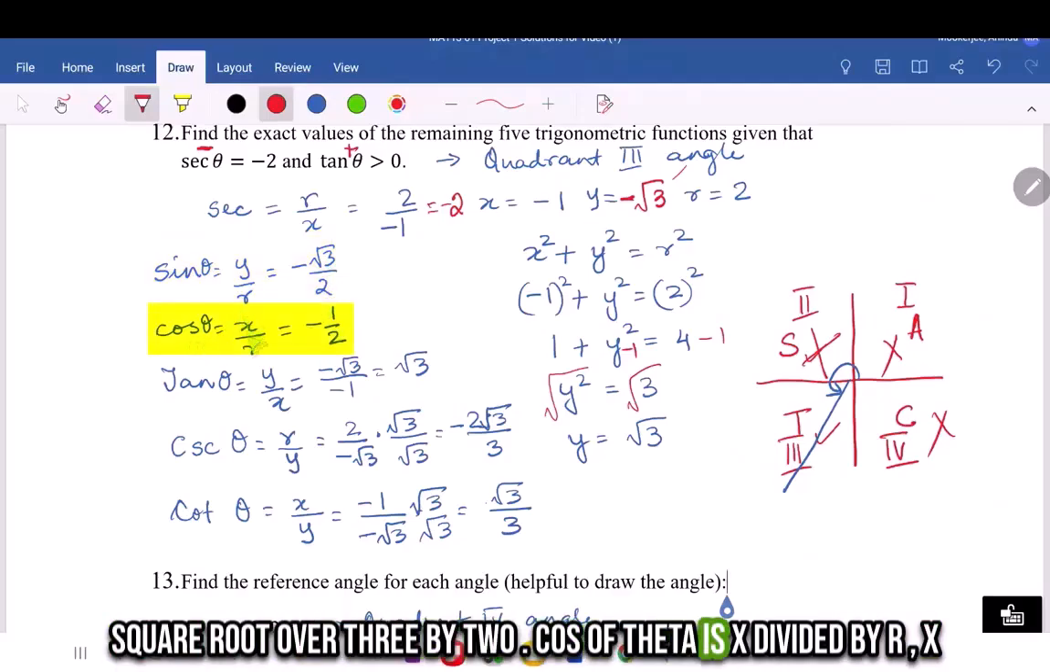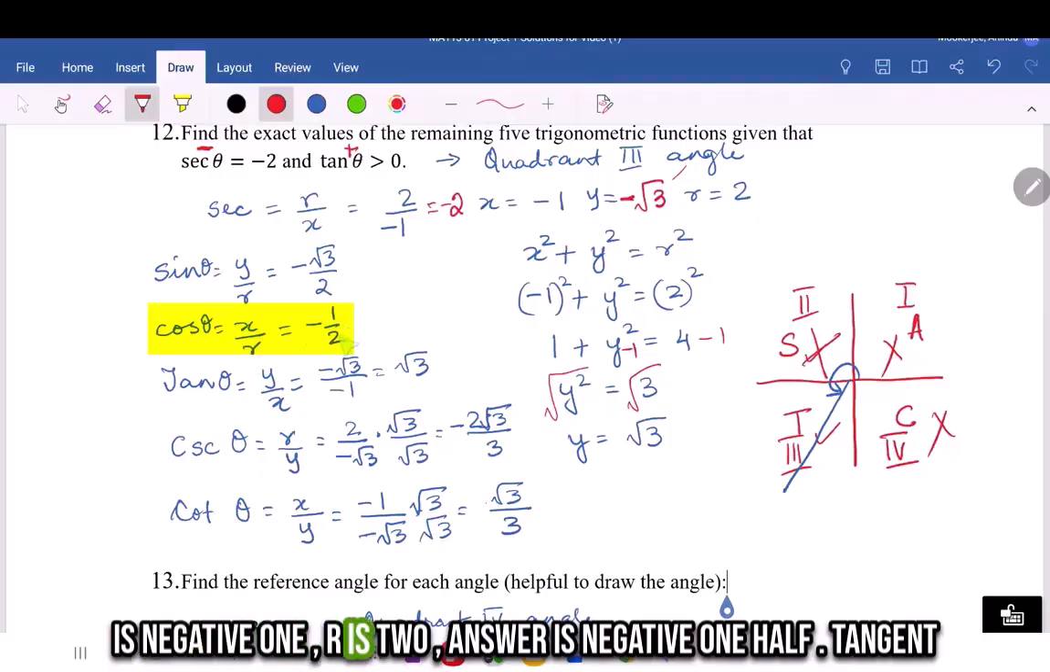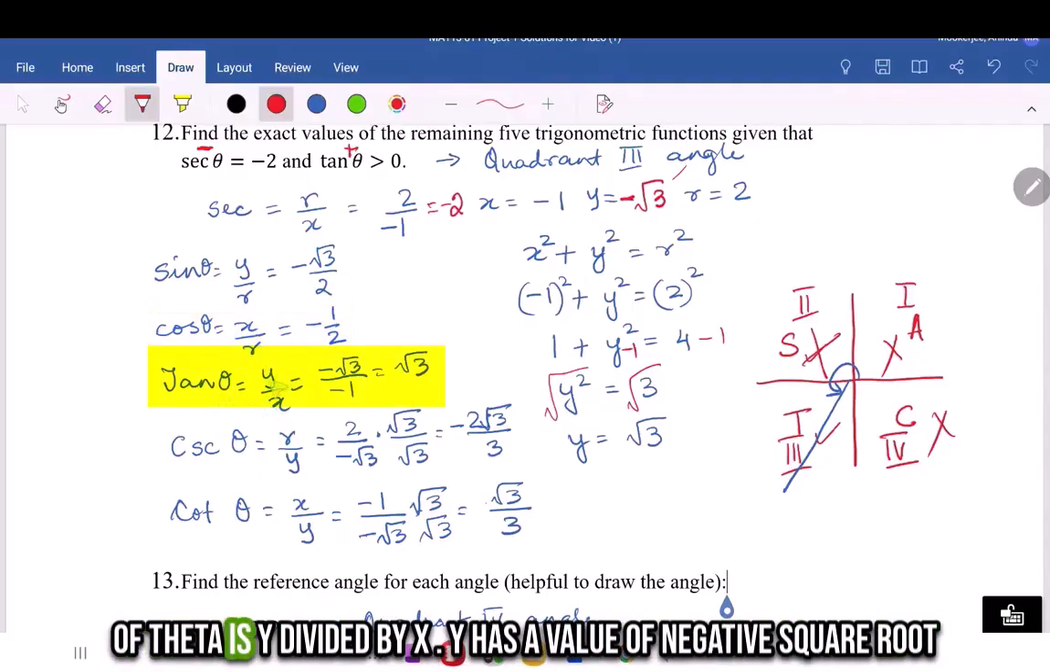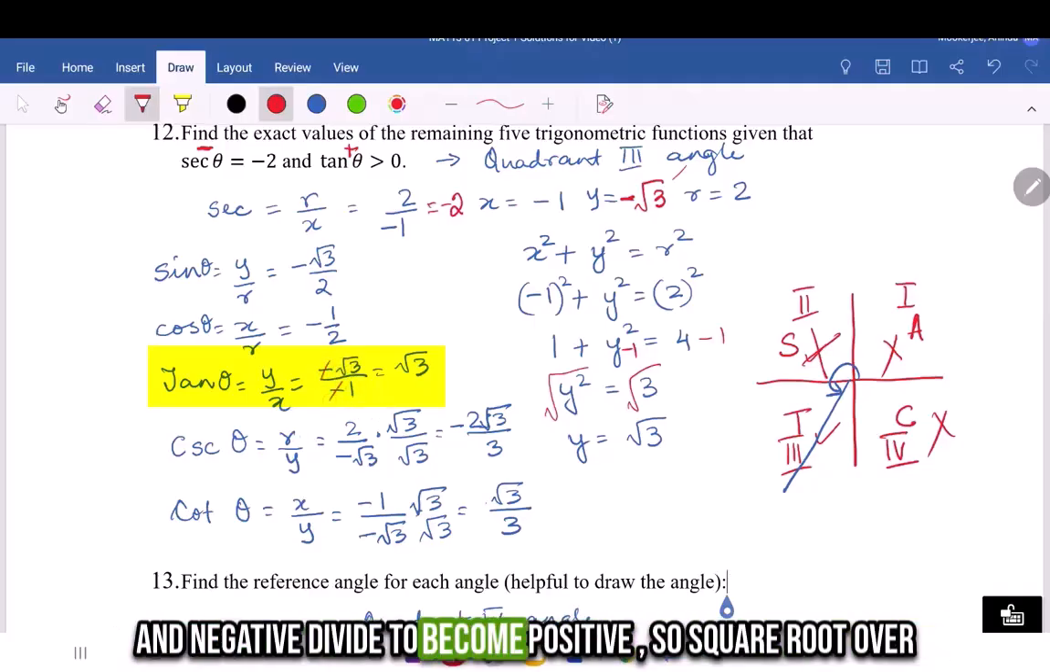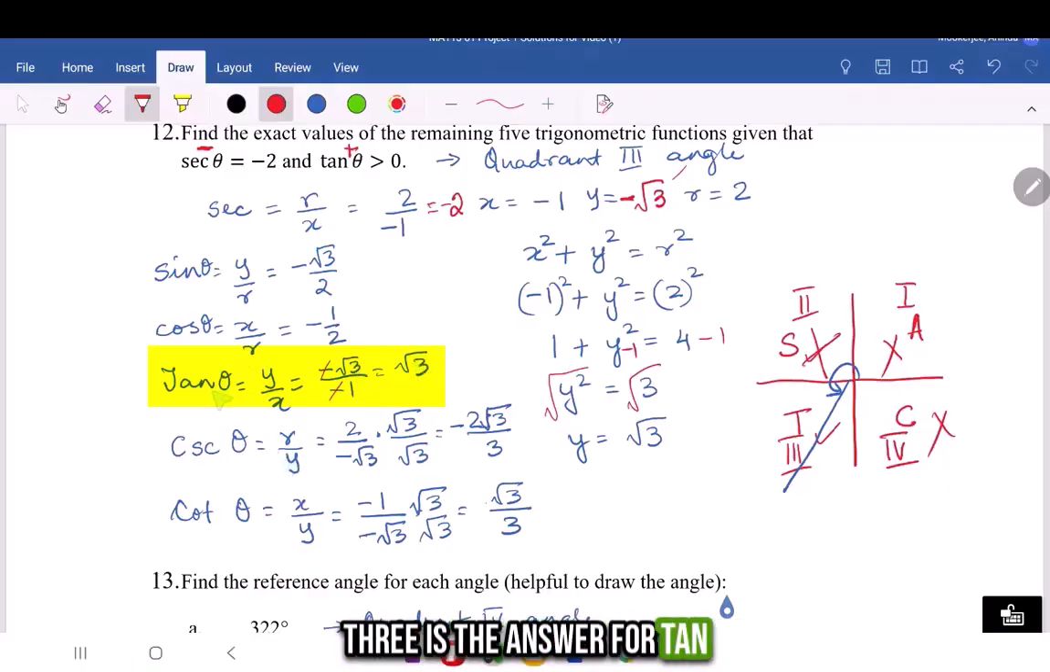Cos of theta is x divided by r. X is -1, r is 2. Answer is -1/2. Tangent of theta is y divided by x. Y has a value of negative square root over 3. X has a value of -1. Therefore, negative and negative divide to become positive. So square root over 3 is the answer for tan.